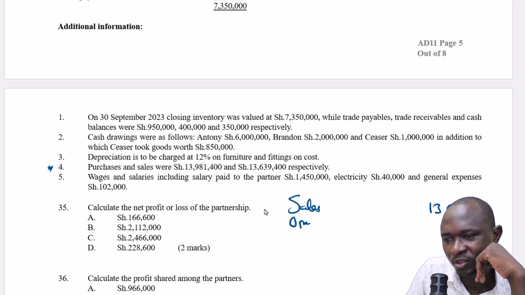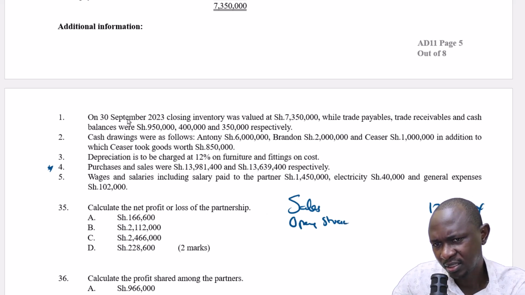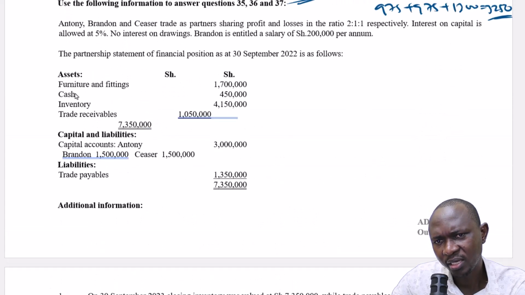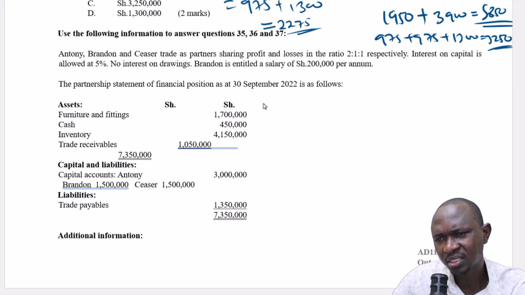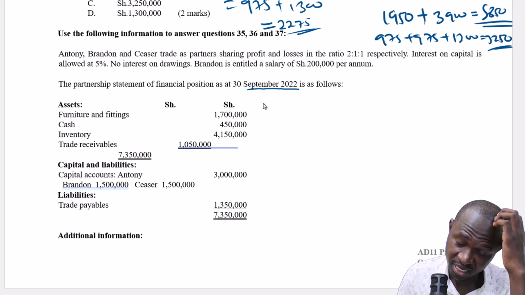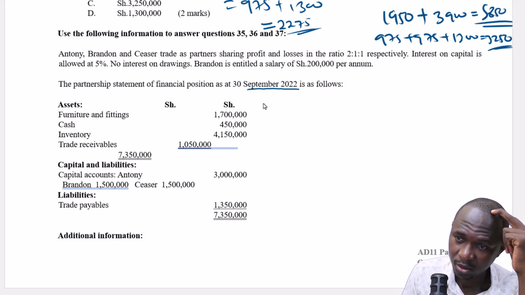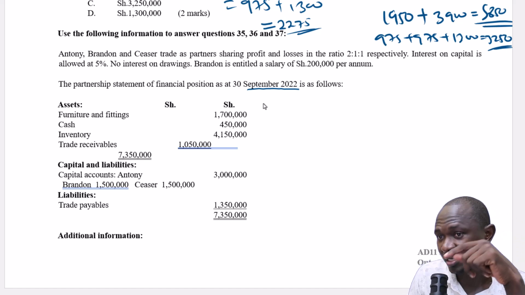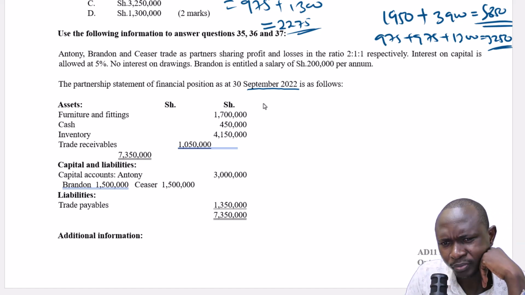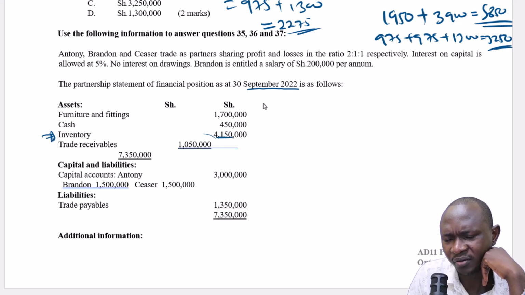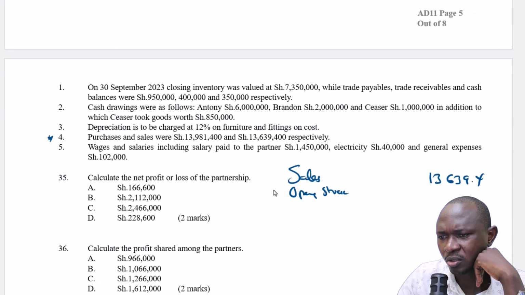Then we less opening stock. So do we have opening stock? This is on September 2023. You can follow my cursor, but the information you have here is for the partnership. This is 30th September 2022. So it means this information will form part of the beginning balances. And the book we are preparing is for 2023. So this is the opening balance. So let's just take the inventory. This inventory means that this is the opening balance. How much is it? 4150. So we're going to pick that as the opening stock. Opening stock 4150.